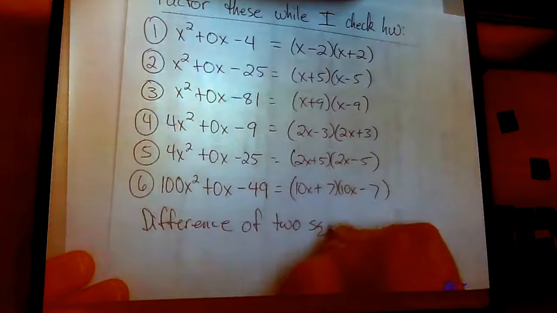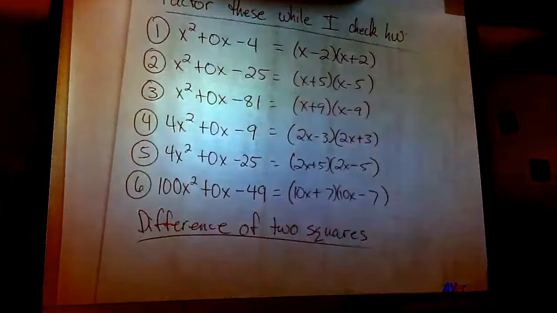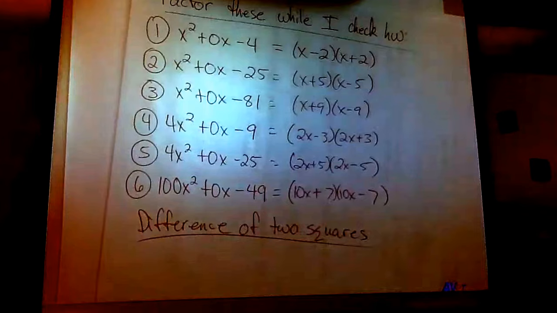I think that's the word you were looking for, Kennedy. Yeah. Squares. You know what square numbers are? 4, 25, 81, 9.